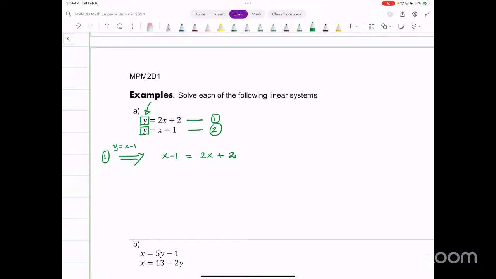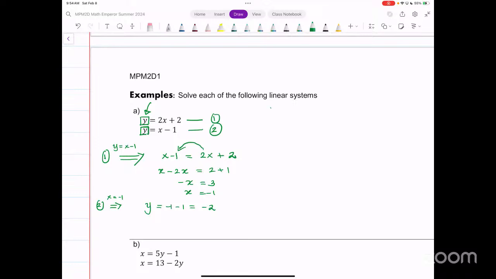Now you're all experts in your grade 9 math, so there's no problem with that. You're going to move the x to the other side, so x minus 2x, and move the negative 1 to the other side, 2 plus 1. Negative x is equal to 3, therefore x is equal to negative 1. Now, from equation number 2, we're going to substitute x equal to negative 1 in there. So therefore y is equal to negative 1, which is going to be negative 2.